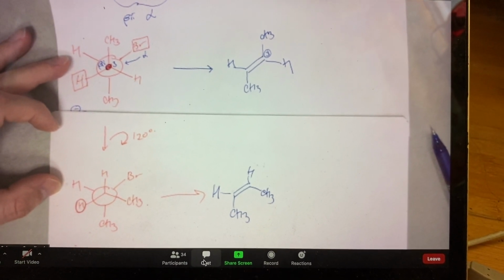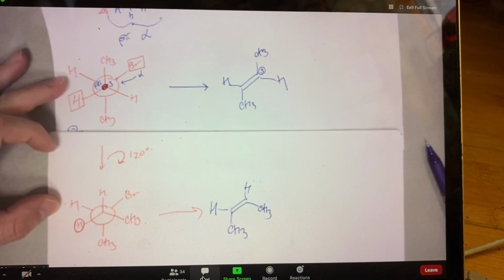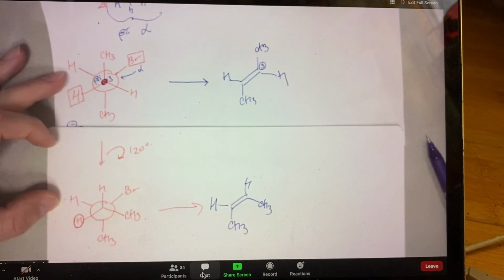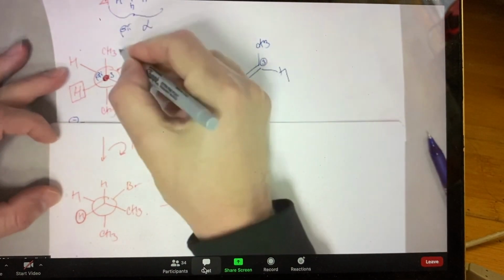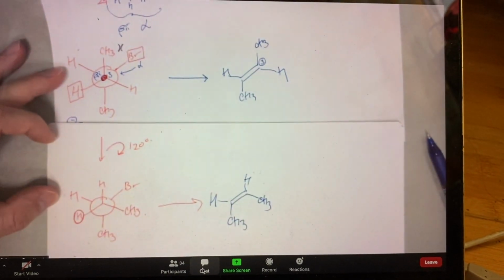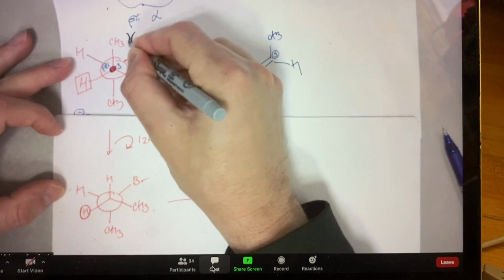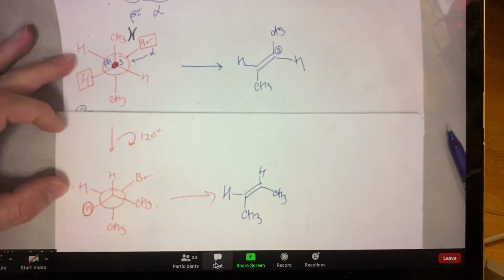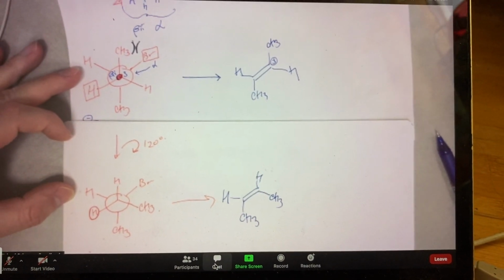When two large groups are 60 degrees apart from one another, we call that a gauche interaction. We could look these up in a table, but there's a small penalty for bringing a methyl group and a bromine together. I kind of just draw this little penalty, like two clouds of electrons bumping. We could actually look that up in a table, and it has some small penalty.